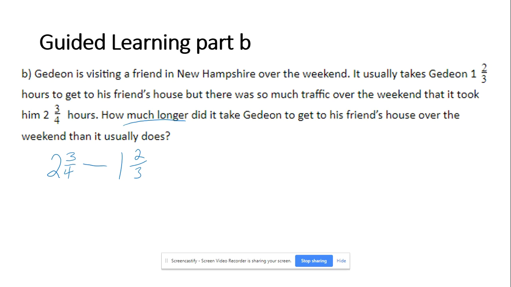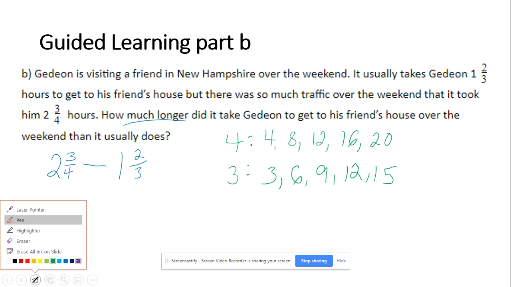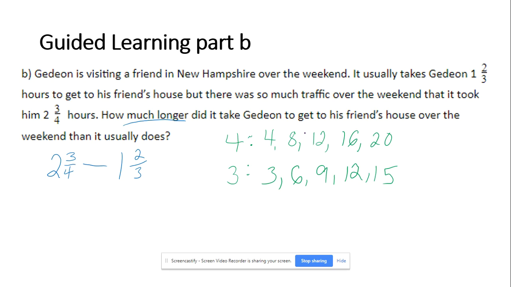Once again, I'm going to start by finding our common denominator between 4 and 3. I can do this by listing out the multiples of each denominator. 4 would be 4, 8, 12, 16, and 20. 3 would be 3, 6, 9, 12, and 15. Looking at both of these lists, I can see that the smallest number in both lists is 12. So I know my common denominator is going to be 12.